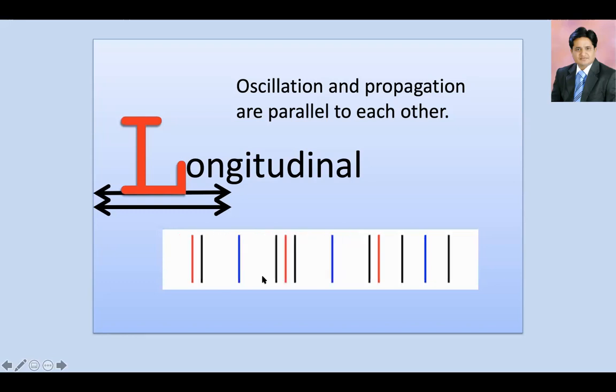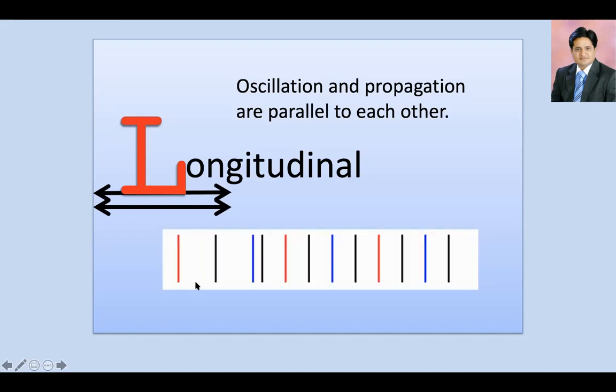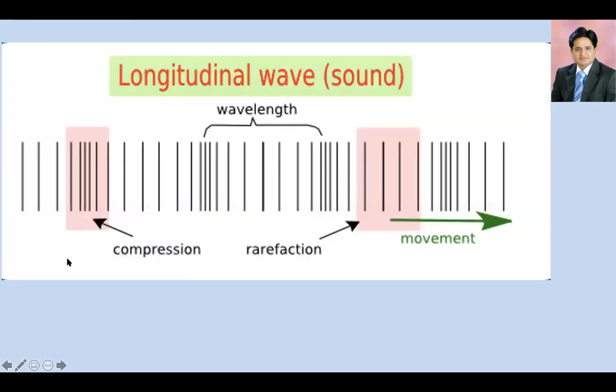The points where the waves are compressed are called compressions. And the points where the waves are spread apart are called rarefactions. For example, here you see these are the points where the waves are compressed, and those are called compressions. And these are the points where the waves are spread apart, and those are called rarefactions.